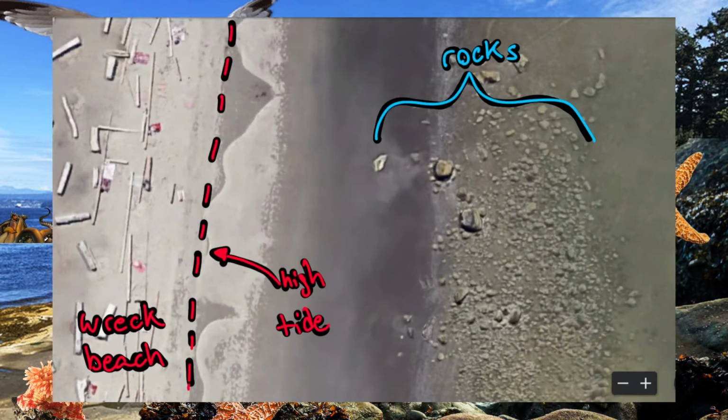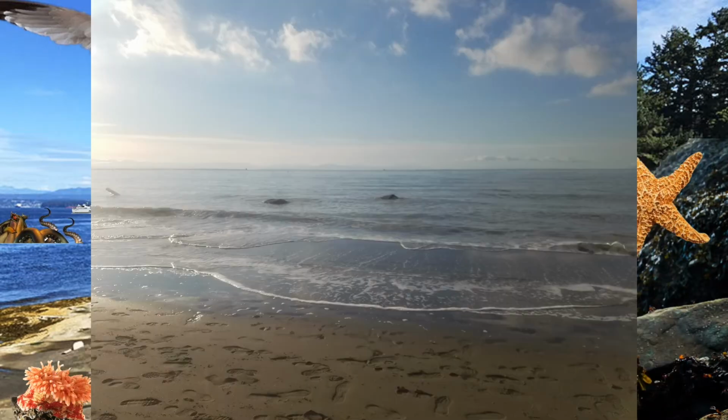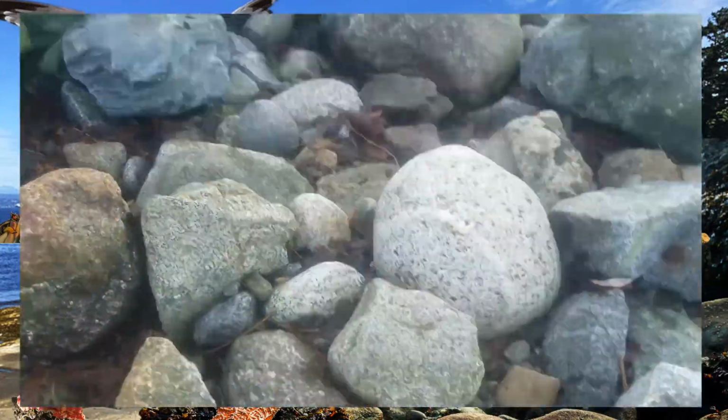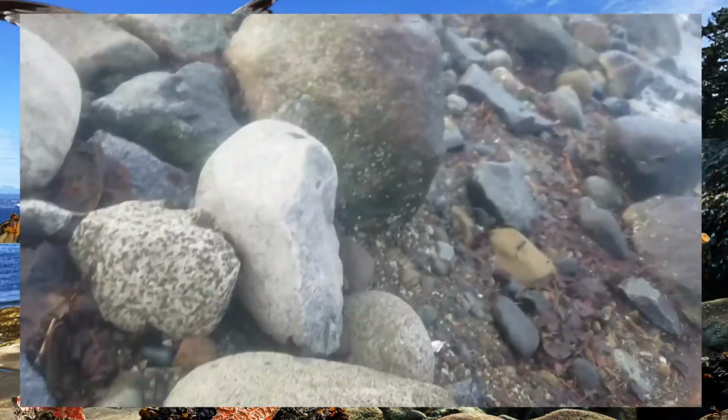Now, an interesting thing that I visually noticed while visiting both beaches is that they were quite different in their geographies, because at Wreck Beach, all the rocks were actually below the high tide line, meaning that they would all be covered in water at some point in the day. But at Spanish Banks, the rocks extended above the high tide line, meaning that many of those rocks would just not be covered in water on a regular day. And as such, all the rocks at Wreck Beach had barnacles on them, but at Spanish Banks, there was sort of an abrupt cutoff line where some of the rocks had barnacles on them, and then everything past that had no barnacles.